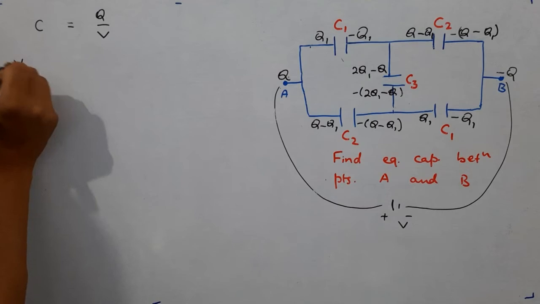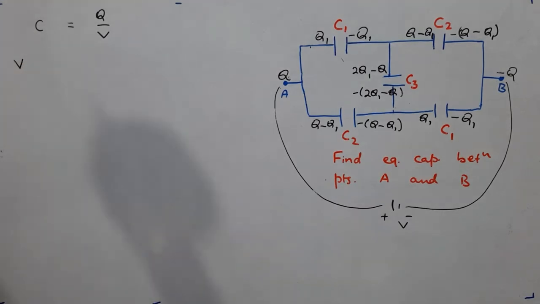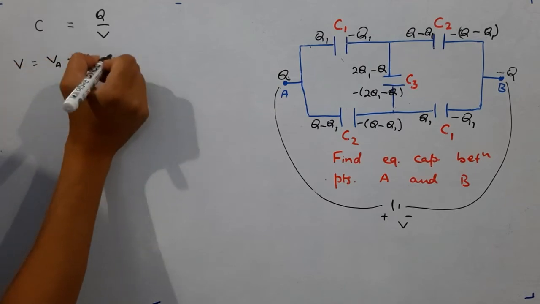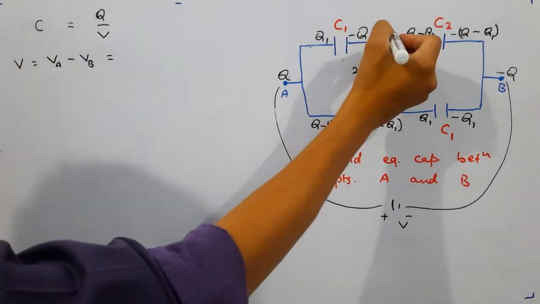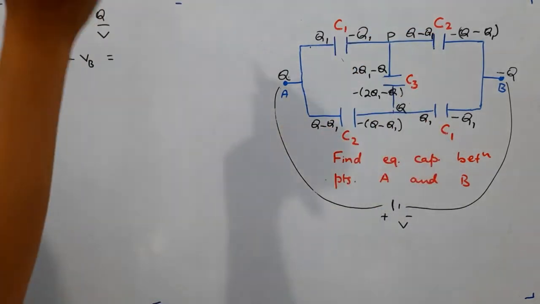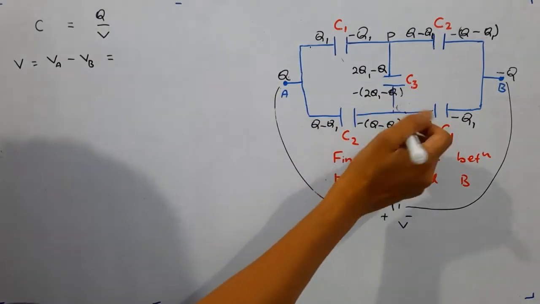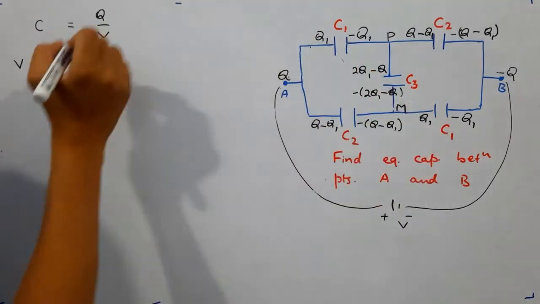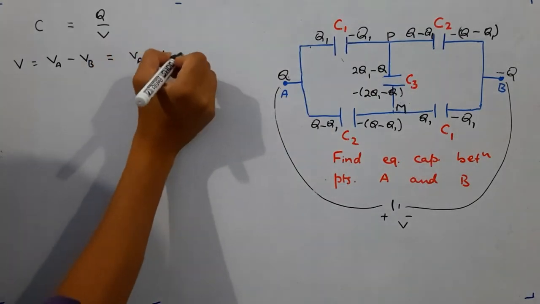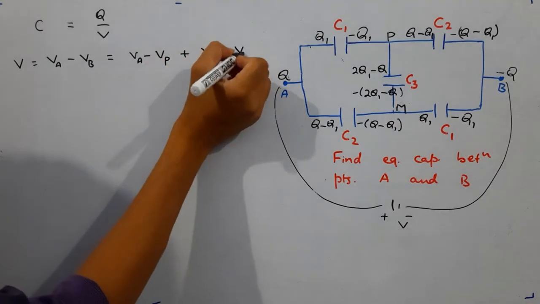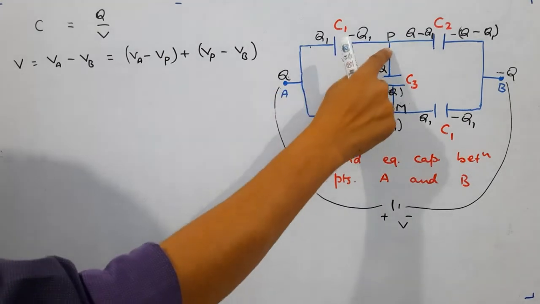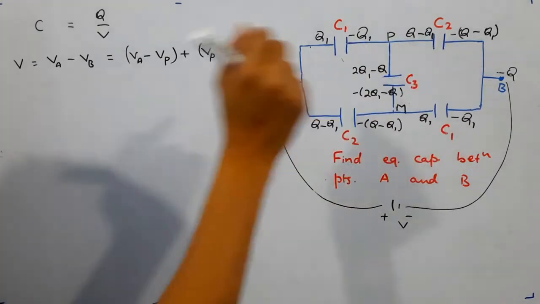this potential difference V between the plates of the capacitor is nothing but VA minus VB. Let me call this point as P and this point as Q. I will not use Q, I will use some other symbol, say M. Now VA minus VB I can write as VA minus VP plus VP minus VB.